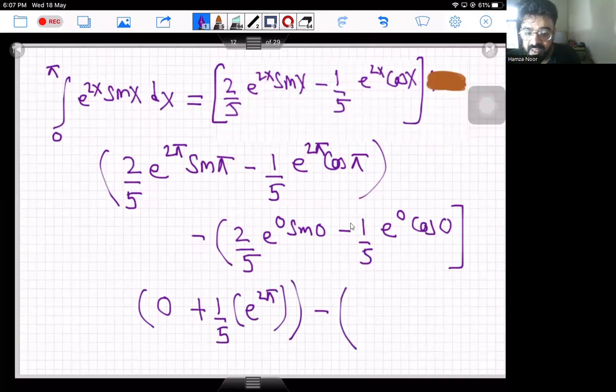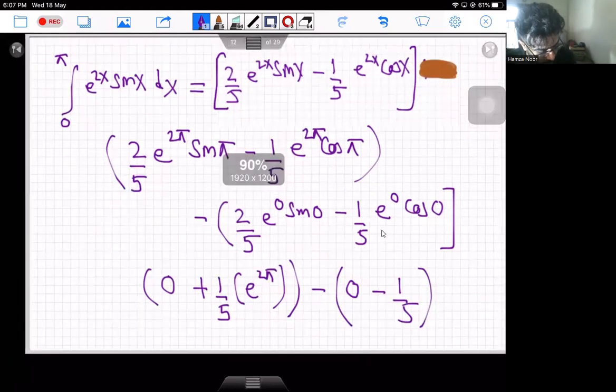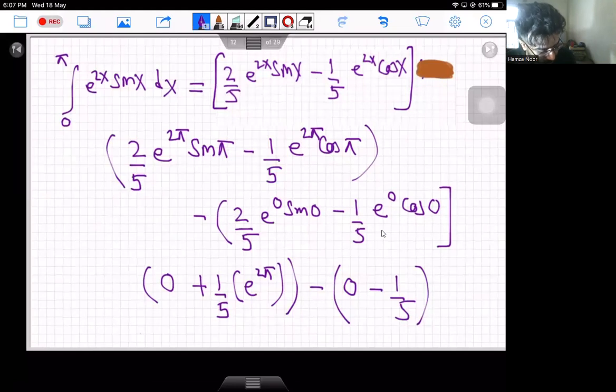And as we know that sine 0 is 0, so this complete thing becomes 0. And then as we know that cos 0 is equal to 1, and e raised to the power 0 is also equal to 1, this is supposed to be minus 1 over 5. So 1 over 5 multiplied by e raised to the power 2 pi, so e raised to the power 2 pi over 5, plus 1 over 5.